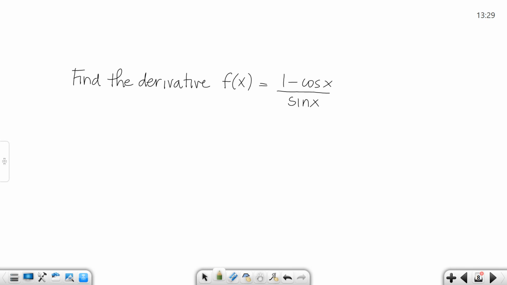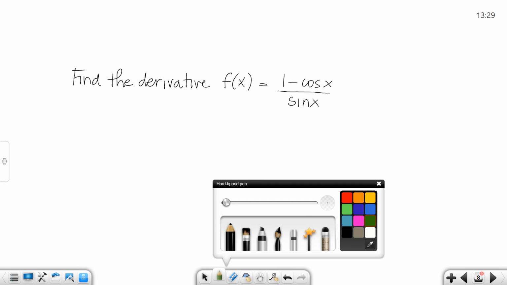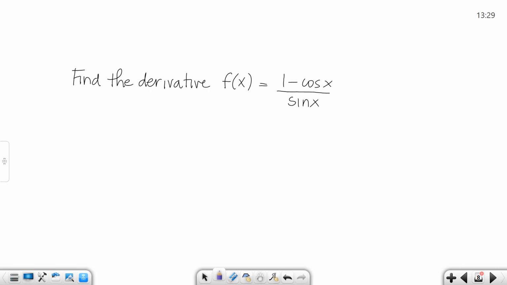You may also run across some quotient rule problems involving trig. Okay, so what I want you to notice about this one is that it is a quotient rule. Now there are some other ways to do it as well. You could rewrite it using your trig identities back from trig class. I'm going to use the quotient rule, but just know that there are other ways that this one could possibly be worked.